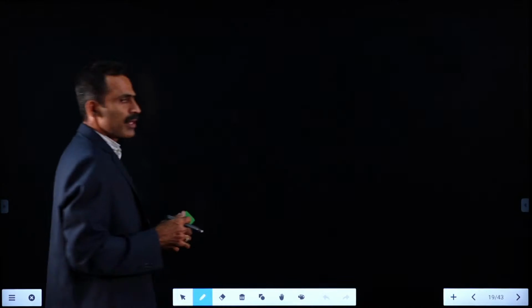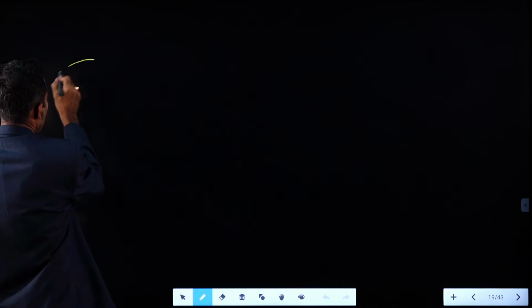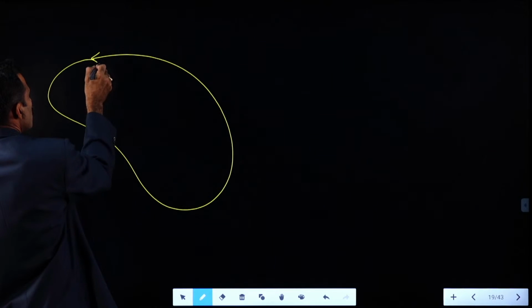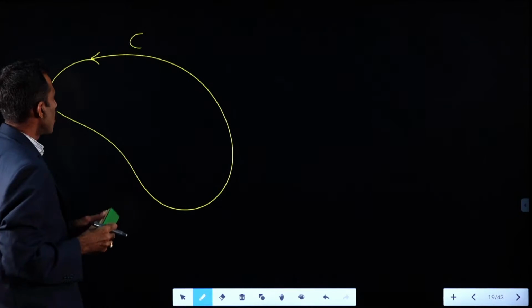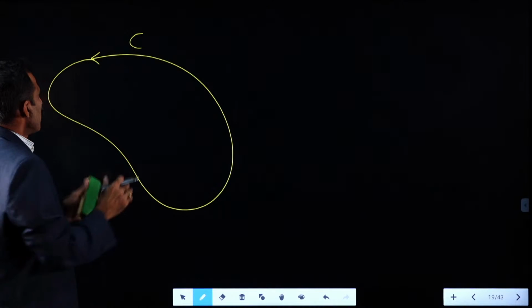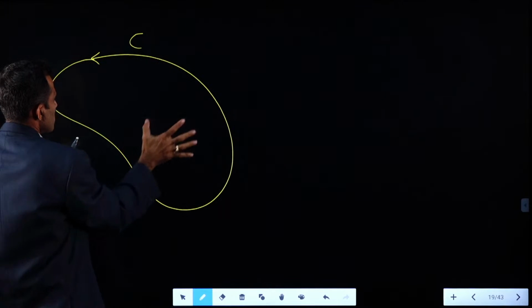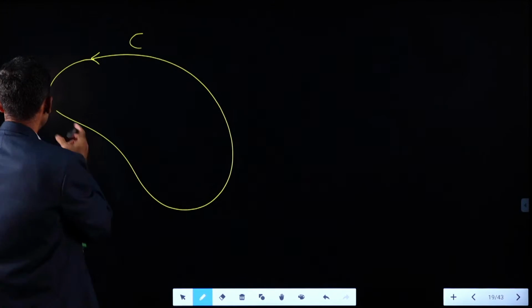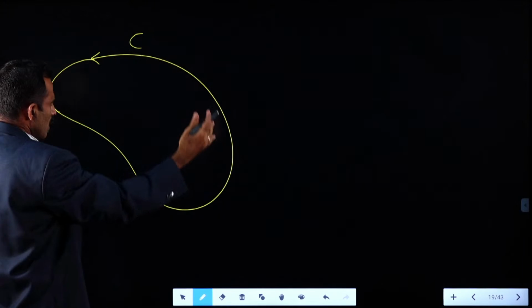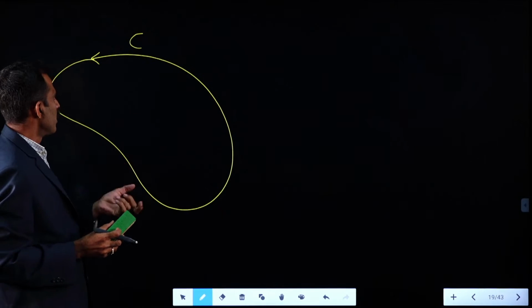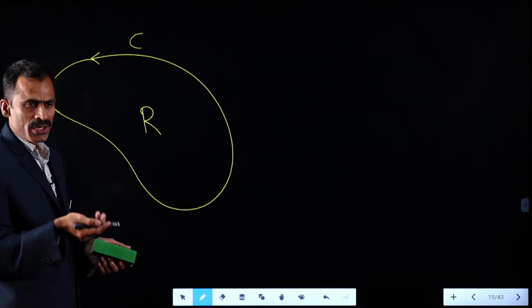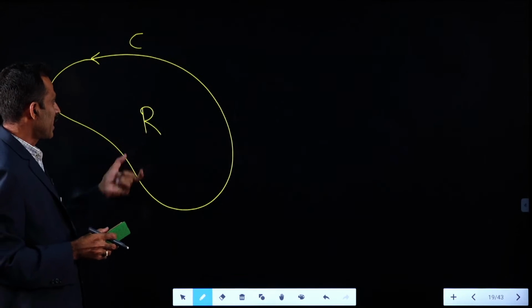Next, we'll discuss about the different types of regions. If you draw a simple closed curve C, this closure curve bounds some plane region only. Inside the closure curve C, we can find some plane region. This region R is called simply connected region only.